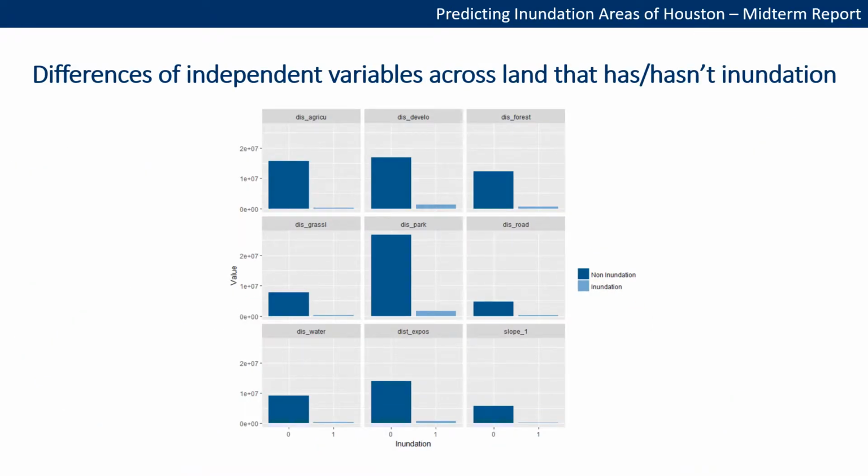Those 9 bar plots indicate differences in our independent variables across land that has and has not had inundation. We could see that in most of the variables, the map area that is not affected by the inundation had further distance to those 9 independent variables. For example, in the first graph, area that is further from the river is more likely to have no inundation.